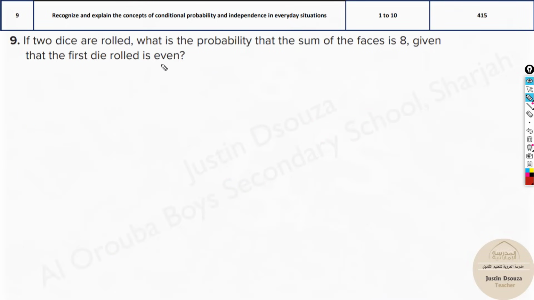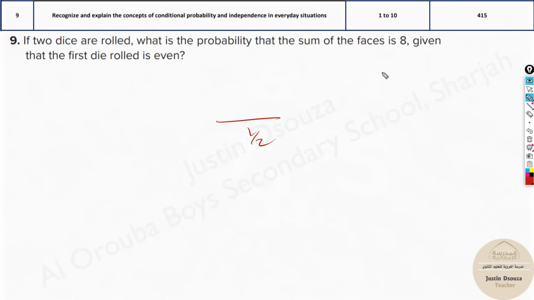If two dice are rolled, what is the probability that the sum of faces is 8, given that the first die rolled is even? We just now did a similar problem. First thing, see what's the given condition. It's even, so it's half. If it's odd, it's also half. And here, the sum of the faces is 8.